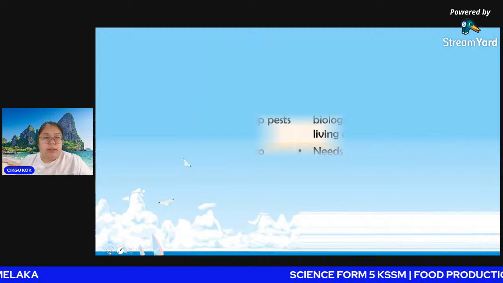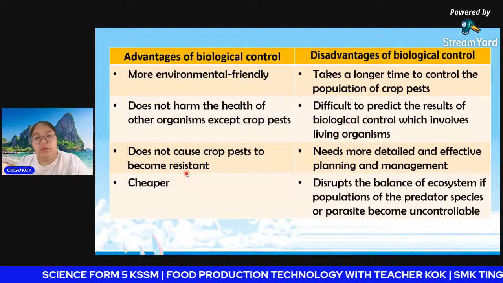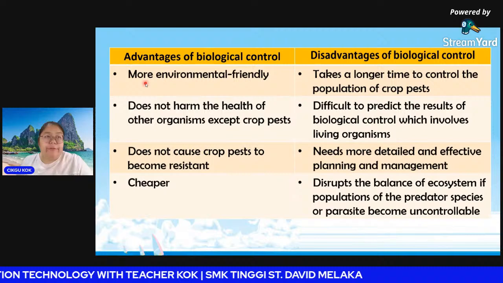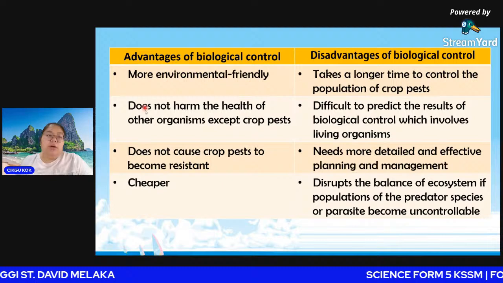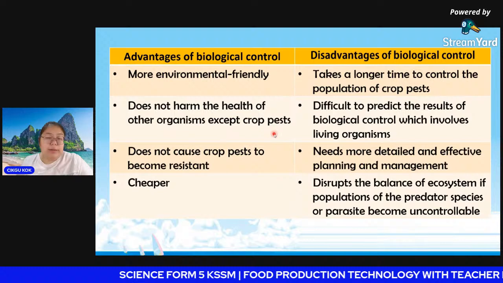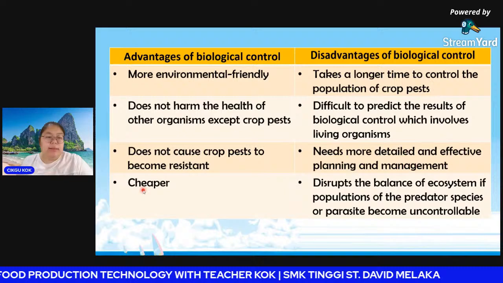Now we're going to see the disadvantages and also the advantages of using biological control. Advantages first, more environmentally friendly. So this one we're using just animals. Number two, it does not harm the health of other organisms except the crop pests. Number three, it does not cause the crop pests to become resistant. And the last one, cheaper.